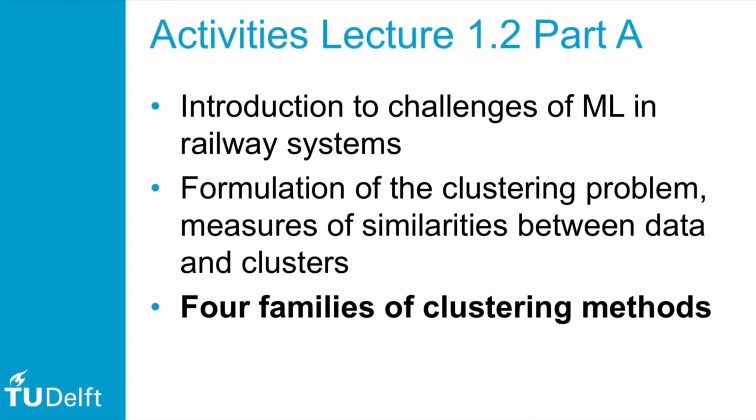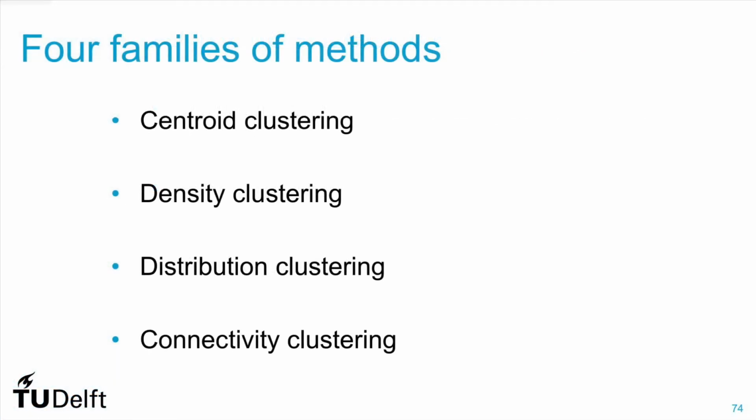So wonderful. Then we saw the most important concepts of clustering. Now we're going to look at different methods for clustering. We'll consider 4 families of methods. One is called centroid clustering, the other density clustering, another distribution clustering, and the other connectivity clustering. I like this classification very much because it's very intuitive, but you might find in the literature other ways to analyze the similarities or differences between clustering methods.